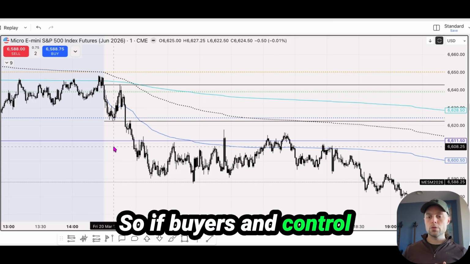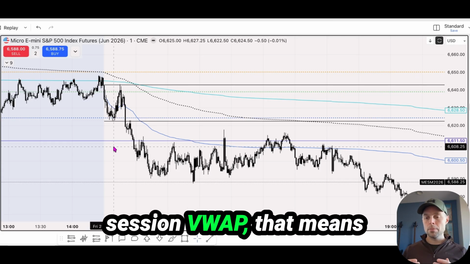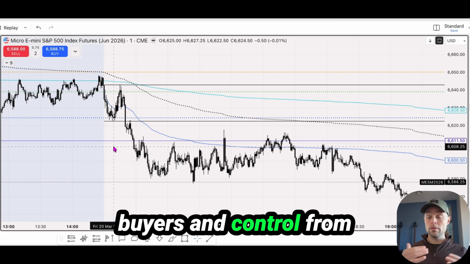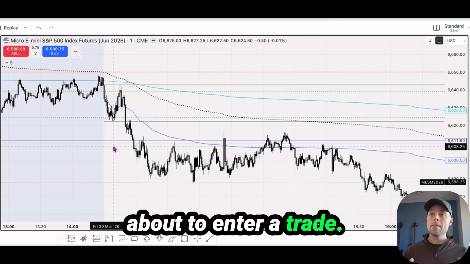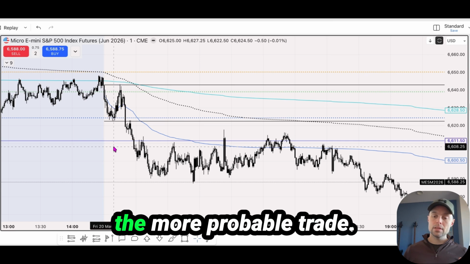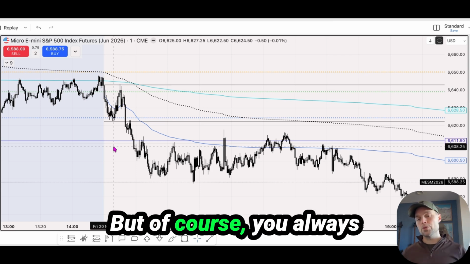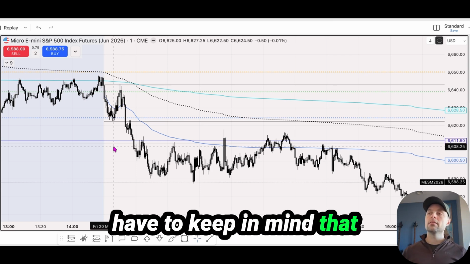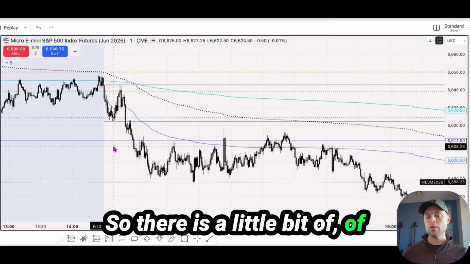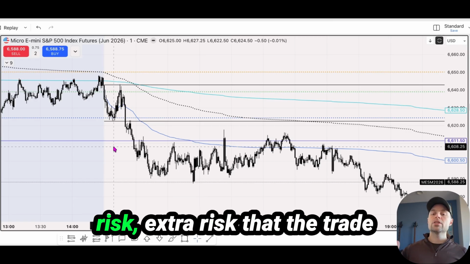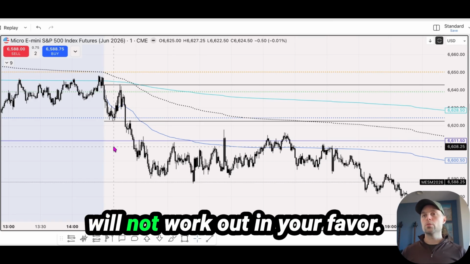So if buyers are in control relative to the New York session VWAP, that means buyers are in control from 9:30 to whenever the time is that you're about to enter a trade. Then buying is the more probable trade. But of course, you always have to keep in mind that everything is not aligned. You don't have full confluence, so there is a little bit of probability, or a little bit of extra risk, that the trade will not work out in your favor.